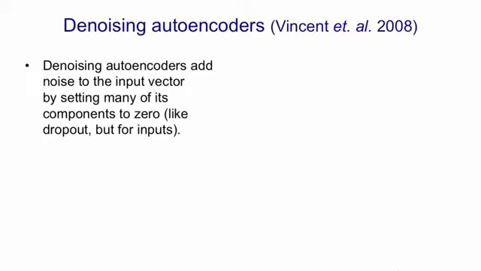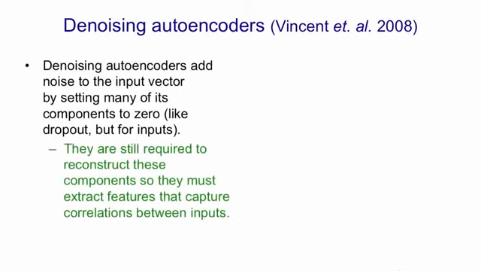This resembles dropout, but it's for the inputs rather than the hidden units. The denoising autoencoder is still required to reconstruct the inputs that have been set to 0, and so it can't just copy its input. The danger with the shallow autoencoder is that if you give it enough hidden units, it might just copy each pixel to one hidden unit and then reconstruct that pixel from that hidden unit. A denoising autoencoder clearly can't do that.